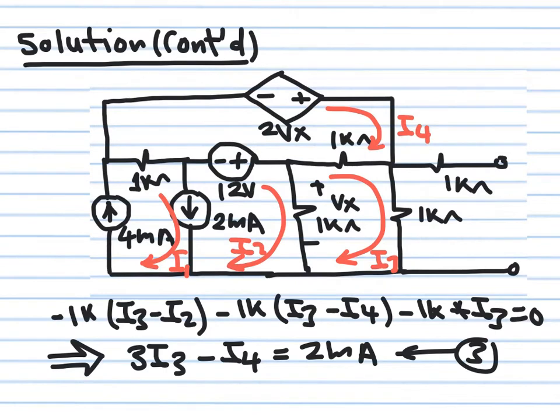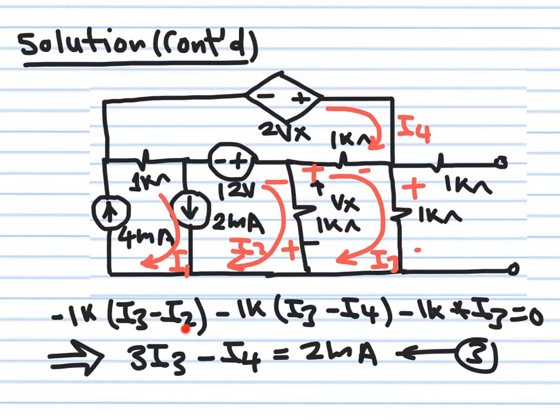So we go to loop 3, we start to write KVL. I go in the clockwise direction, and as I said in class, I usually take my drops to be positive in the direction of the current of the loop. So it's going to be positive, negative, positive, negative, positive, negative. So I go now in this direction. So this is going to be minus 1k (I3 minus I2), minus 1k (I3 minus I4), minus 1k I3 is equal to 0. And this is what I have here.